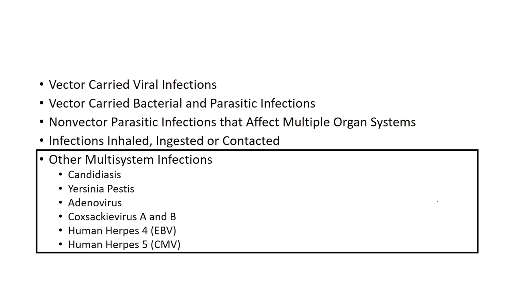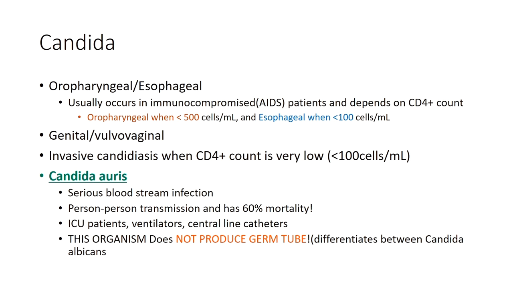So now on to other multi-system infections that we'll be covering for the remainder of this module. All right, and now on to these new infections. So the first one we need to talk about, and we have before, is Candida. So we talked about how it causes oropharyngeal and esophageal infections, and I'm sure you are like, I've never heard the end of this. And yes, you will never hear the end of Candida infections.